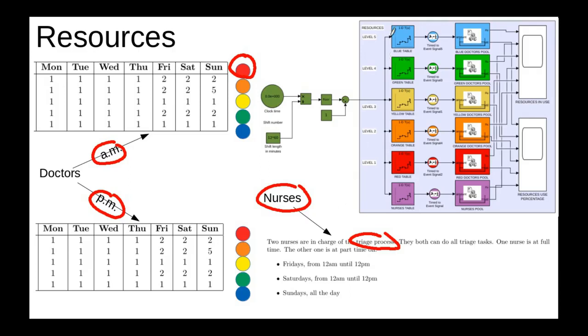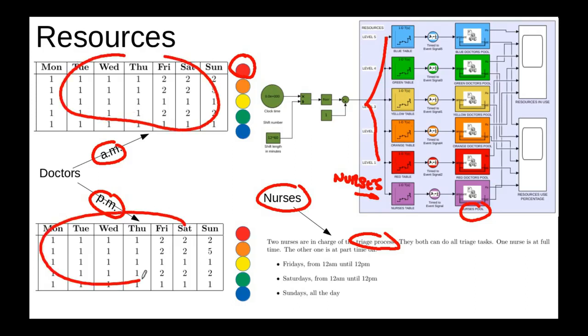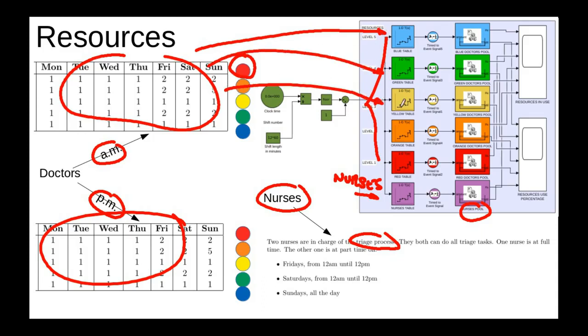As you can see here, I have gathered all the resources together. Can you see here the nurses? Yes, that's the nurses resource pool. And then here I have all the doctors. All these tables have been gathered together in rows, here for the green ones, the yellow ones, and so on, in a lookup table.